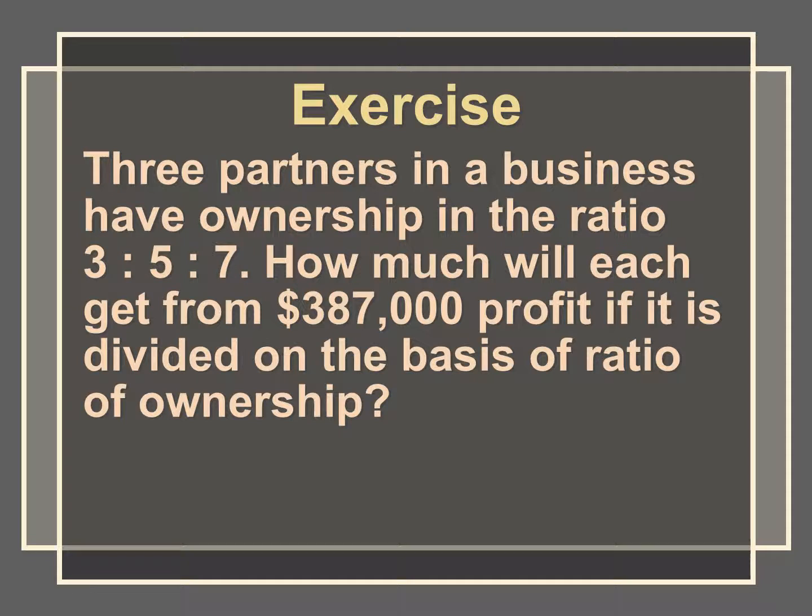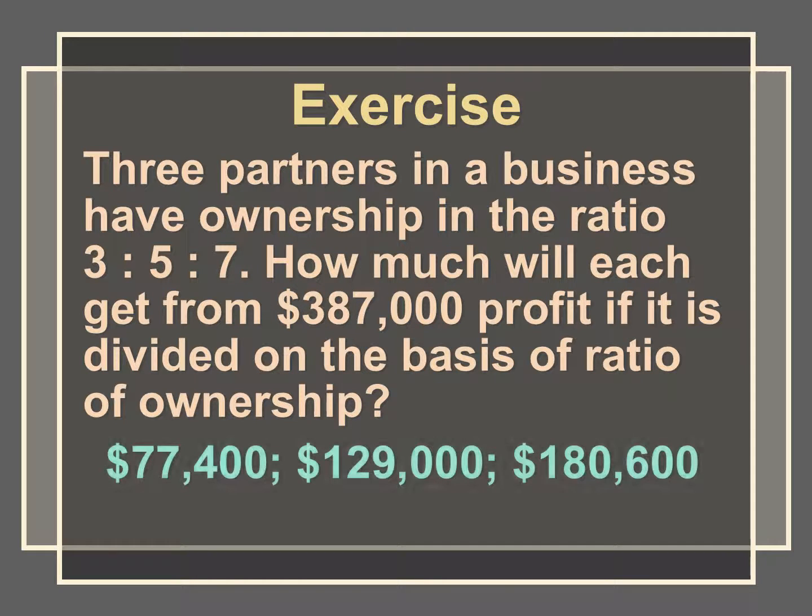of the ownership? For this one, we would have to consider 3 to 5 to 7, how much that is total, and then go ahead and divide that by the 3 and the 5 and the 7. So you would get $77,400 for the person who owns 3 parts, $129,000 for the person who owns 5 parts, and $180,600 for the person who owns 7 parts.